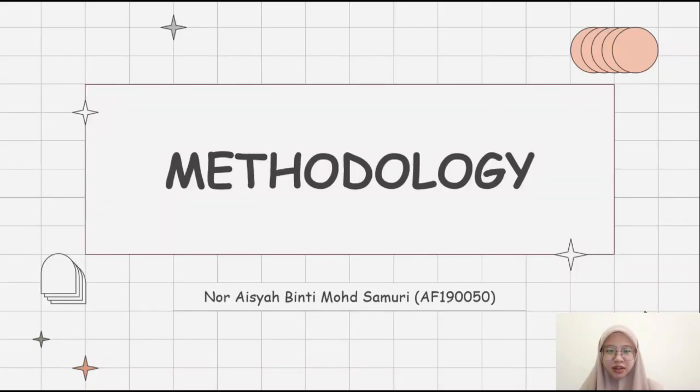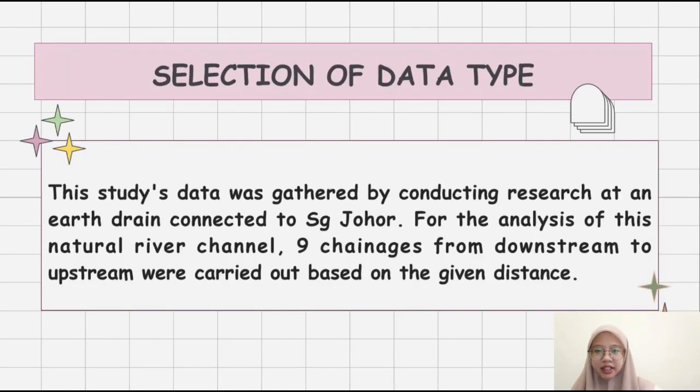Hi, my name is Nur Aisyah binti Muhammad Samawi, and I will explain about the methodology. Selection of data type. This study's data was gathered by conducting research at a drain connected to Sungai Johor. For the analysis of this natural river channel, 9 channels from downstream to upstream were carried out based on the given distance.